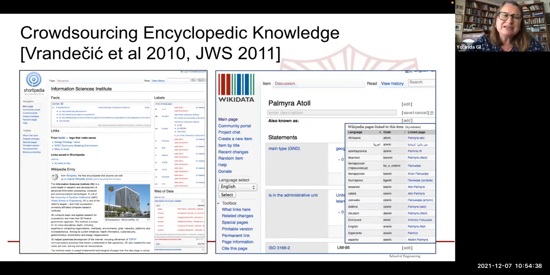So this work on common sense led us to focus on a particular side of common sense, which is factual encyclopedic knowledge. And so we designed the system called Shortypedia, together with Denny Vrandečić when he was here at ISI, to collect facts that are stated in long sentences and harder to process language in Wikipedia. So we designed Shortypedia, which was the predecessor for today's Wikidata, which you've heard about in other talks. So I'm proud to have started this effort from ISI.